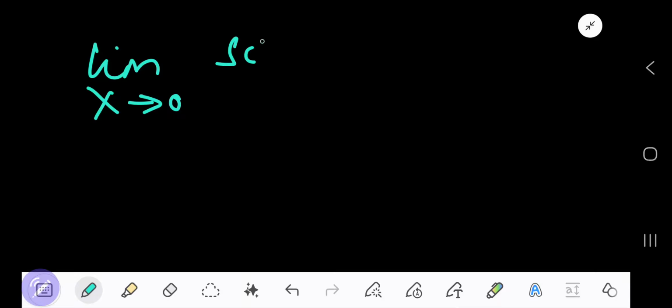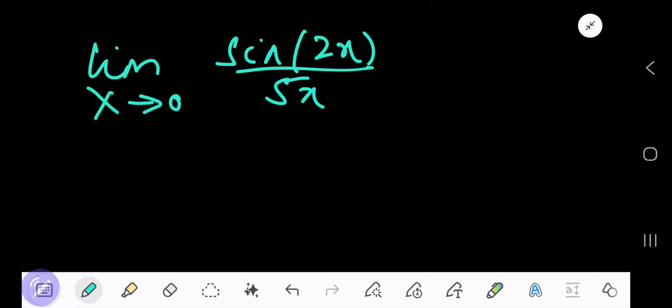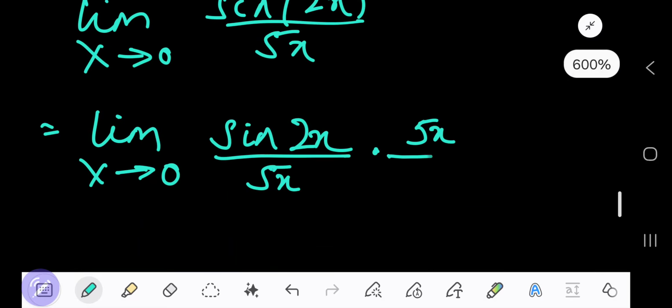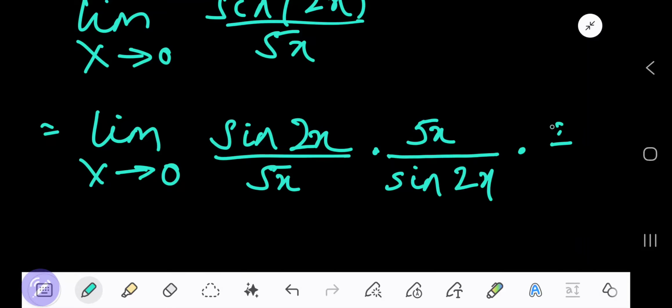Say you have the limit as x approaches 0 of sine of 2x over 5x. What would you do now? If you multiply both sides with, okay, this would be equal to the limit as x approaches 0. We need a value so that we can get 5x on top. So this would be equal to sine of 2x over 5x multiplied by 5x over sine 2x multiplied by 2 over 5.